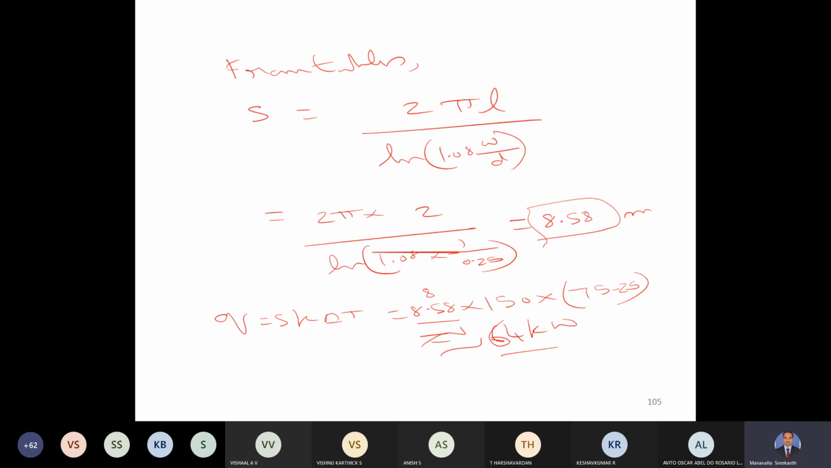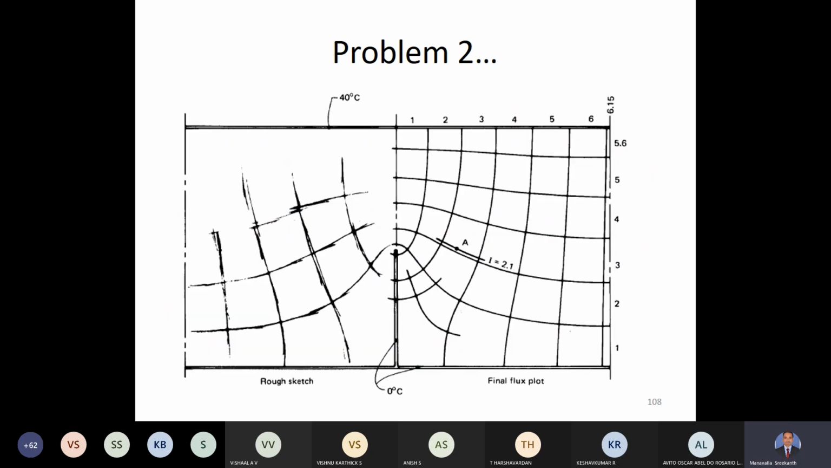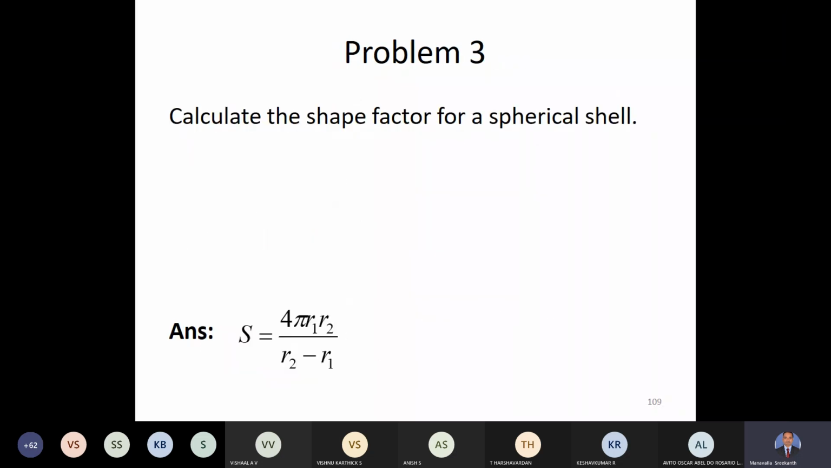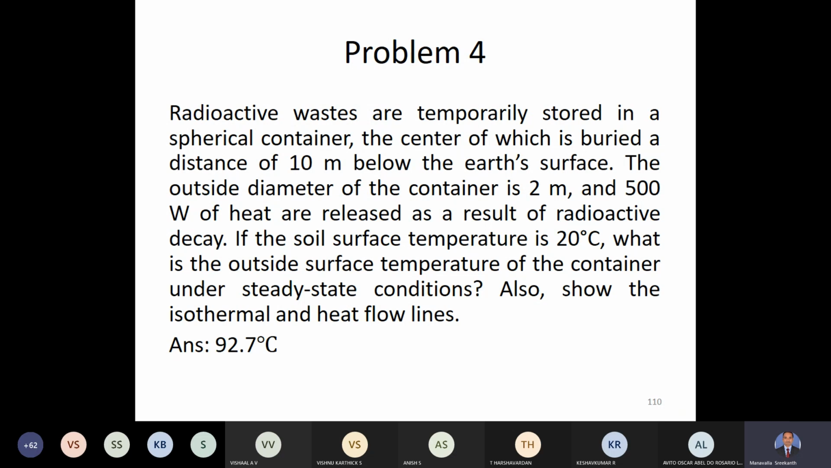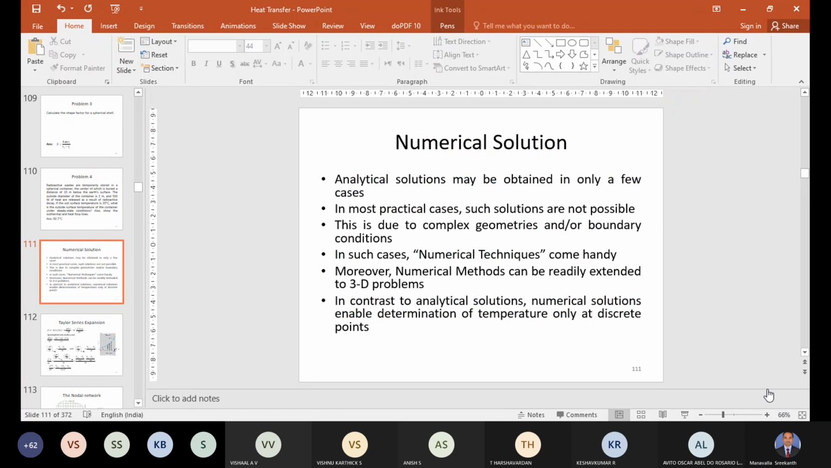Okay, so this is one way of easily solving a two-dimensional problem, provided we have only isothermal and adiabatic boundary conditions. Tomorrow I will take up another problem also, and we'll go for other methods later. So tomorrow we'll continue with this. I think I'll stop here and continue.